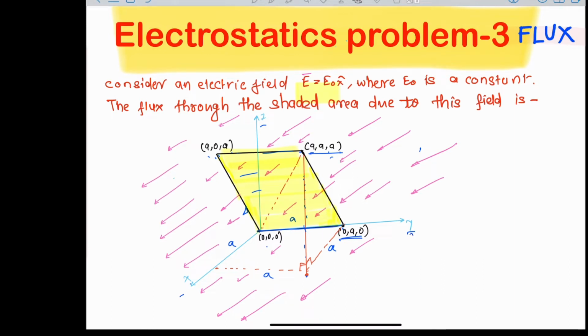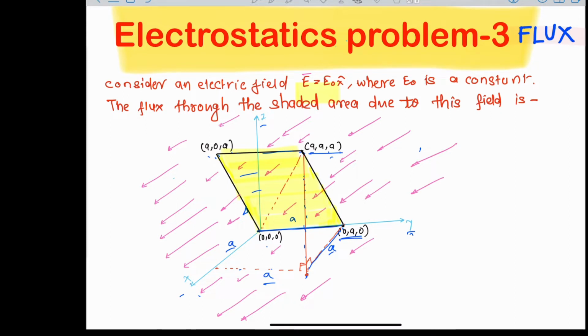So the surface is tilted towards the XY plane, and it has a base on the Y axis. For example, from this point, if I draw a perpendicular on the XY plane, then this distance is A, this is also A, and this is also A. So the shadow of this surface is a square on the XY plane. This is how we have visualized our surface. So this was given in the problem. Now we have to find the flux through this area.